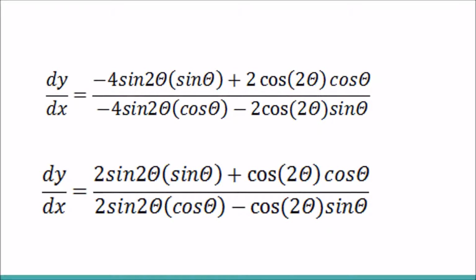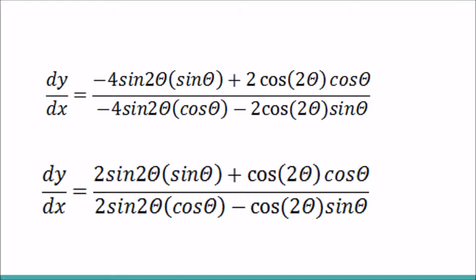we get dy over dx equaling 2 times sine of 2 theta times sine theta added by cosine of 2 theta multiplied by cosine theta, divided by 2 times sine of 2 theta multiplied by cosine theta, subtracted by cosine of 2 theta multiplied by sine theta.